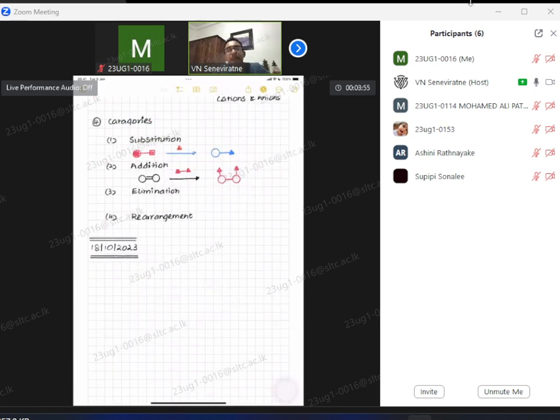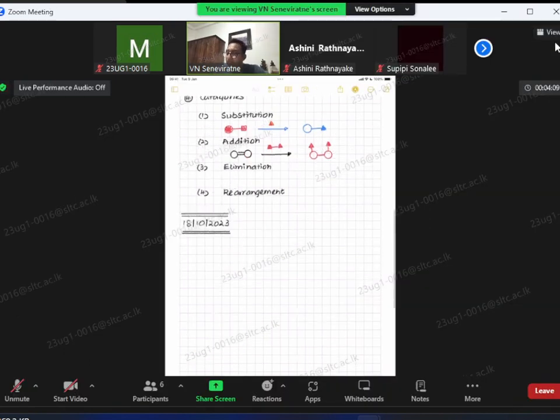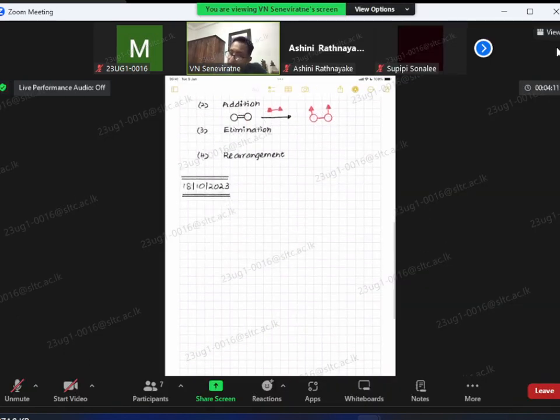We are going to look at these very basic reaction mechanisms. First one is called substitution. Then the second one is called addition. Third one is called elimination, and the fourth one is called rearrangement. So I will start from there. First one is called substitution.